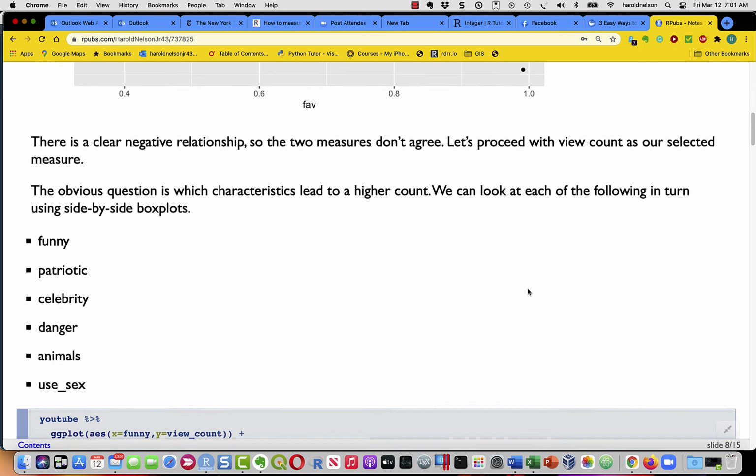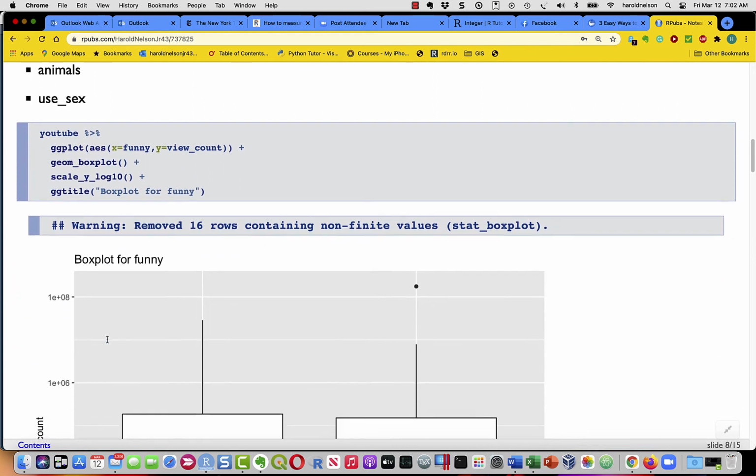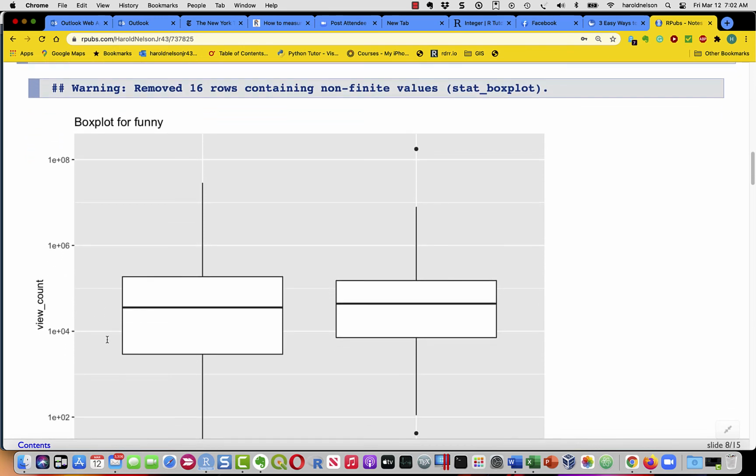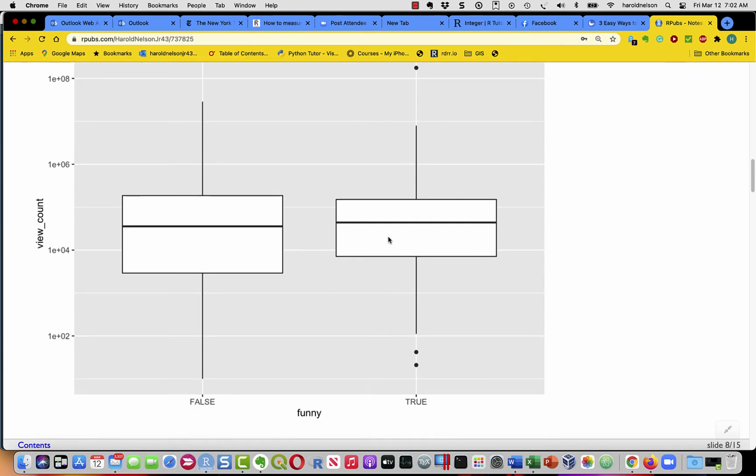Okay, you're back. Let's take a look. Here's the box plot for funny. On the aesthetics, put the logical variable funny on the x-axis, and on the y-axis we have view count, and the geom is box plot, and again I scale the y-axis because of the extreme variability. No, I can't see anything there. It looks to me like there's no tendency for true to be better than false, maybe just a tiny little bit.